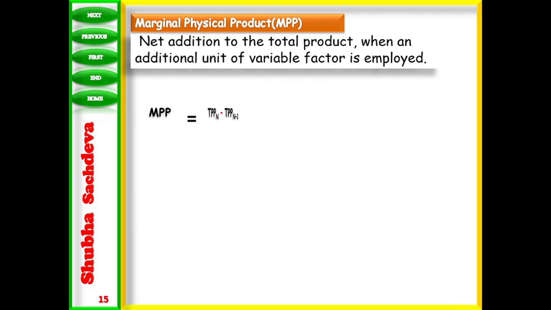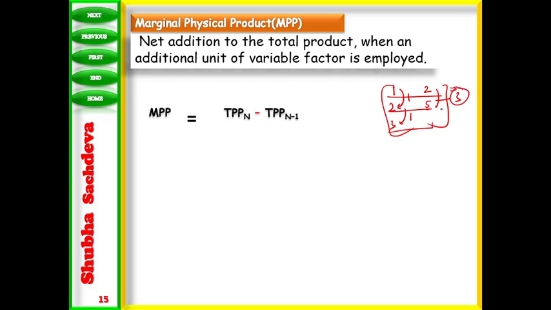Marginal product is the additional product, the net addition to the total product when an additional unit of variable factor is employed. When we talk about the additional unit, if one person is working and if we have employed one more person, that means the addition of one person. How much addition is there in the total production? If one person is working and producing 2 units, if two persons are working producing 5 units, then by adding one person, the production is increased by 3. And suppose it is 9, then by adding one more person, the production is increasing by 4. So this is the marginal product, the additional product due to the increase in the additional variable factor.